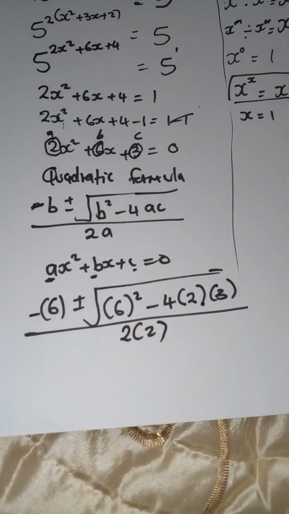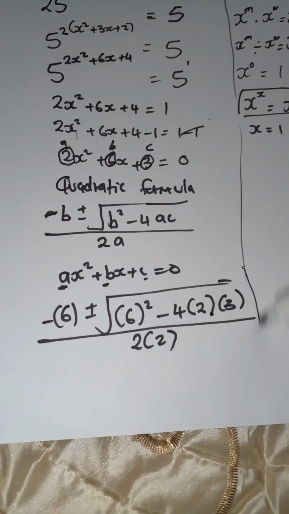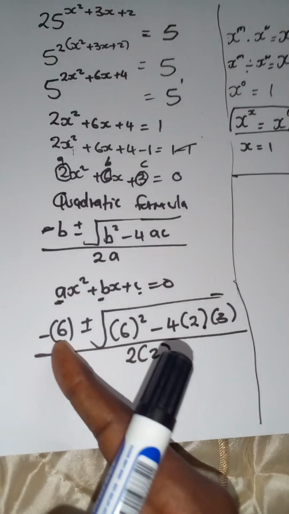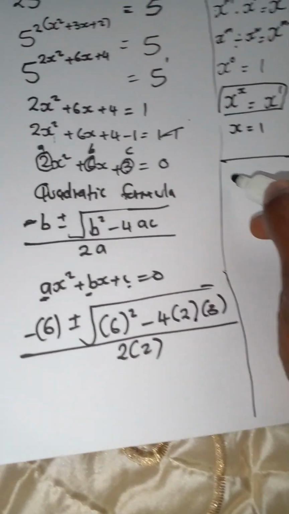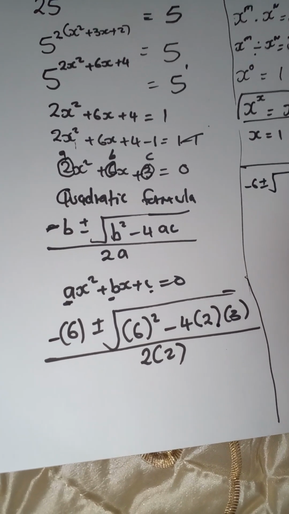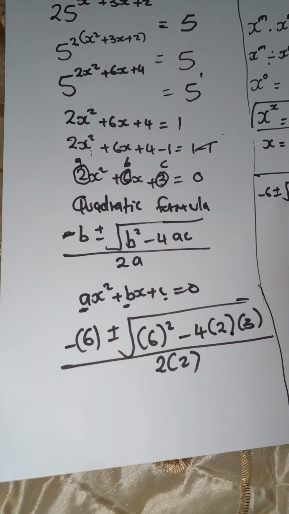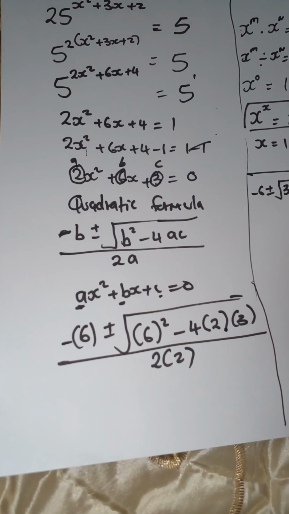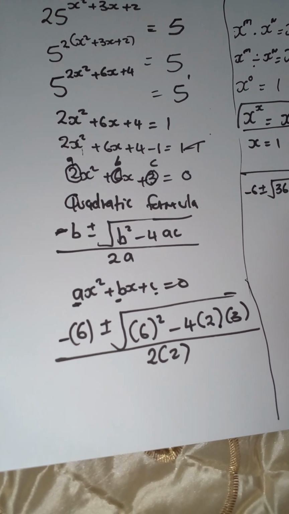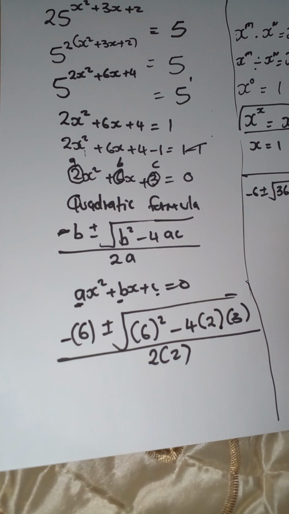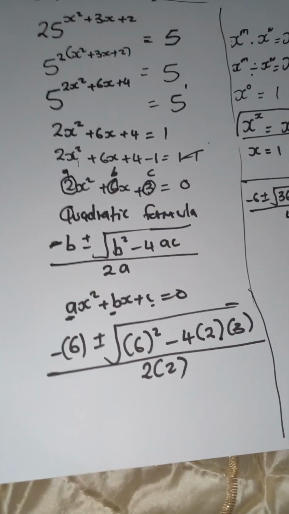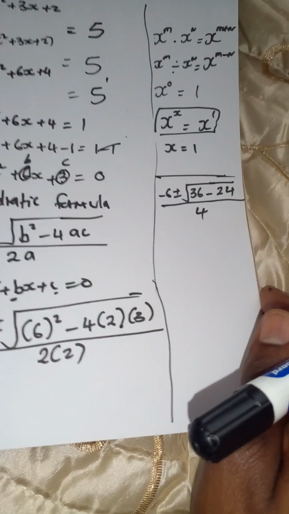Now that we have substituted, can I continue here? A negative times a positive gives us a negative. So here it's going to be negative 6 plus or minus the square root of 6 raised to the power of 2, which is 36, if I'm not mistaken. Then negative 4 times 2 gives us negative 8. Negative 8 times 3 is minus 24. This one is all over 4.